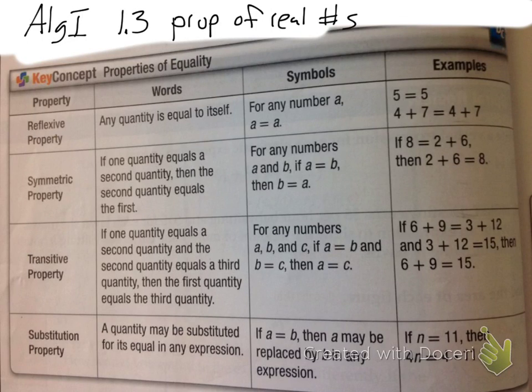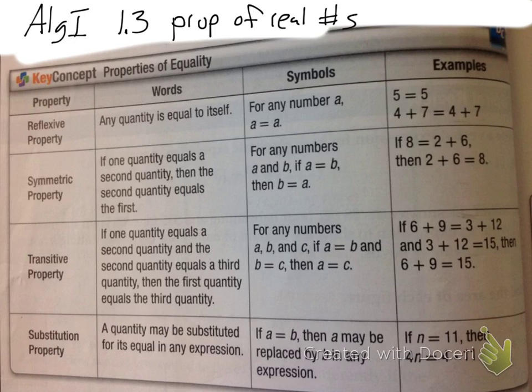Okay, Algebra 1, this is 1.3, Properties of Real Numbers. This is a lot of writing, so I just took a picture of the book. We have several slides of this, and they are starting on page 16. Basically, what we're going to talk about is there are several properties that all real numbers follow.